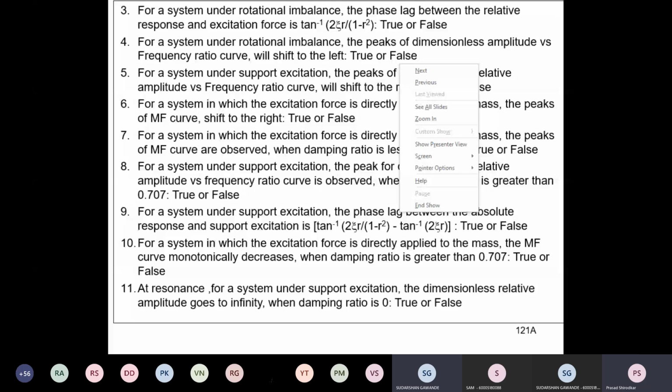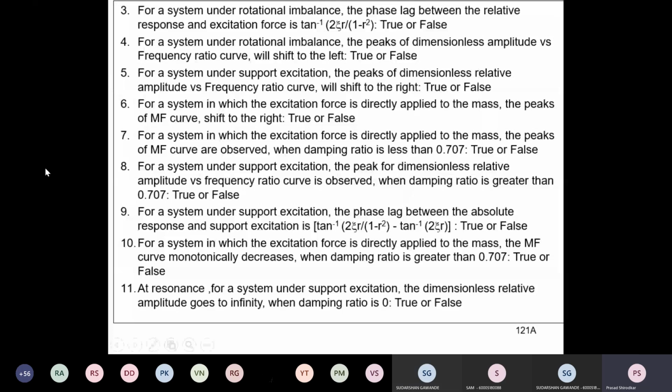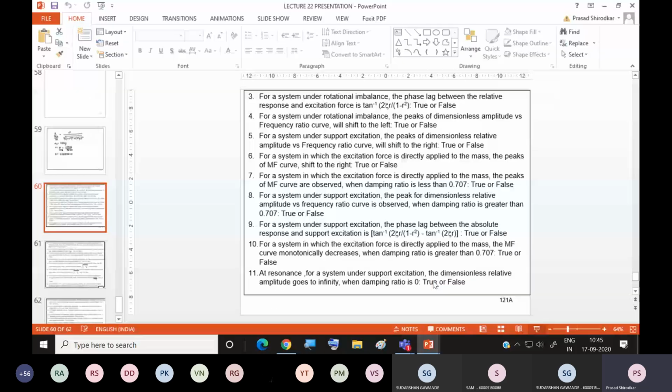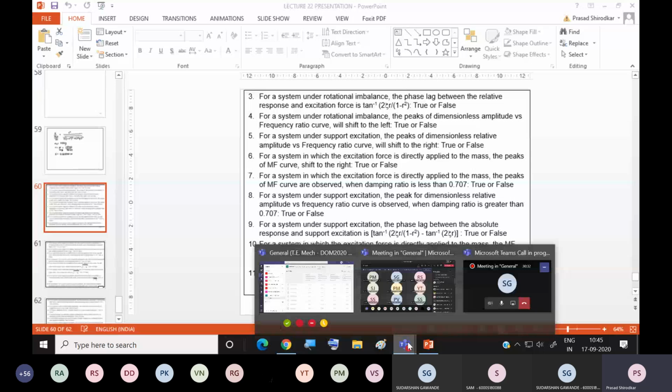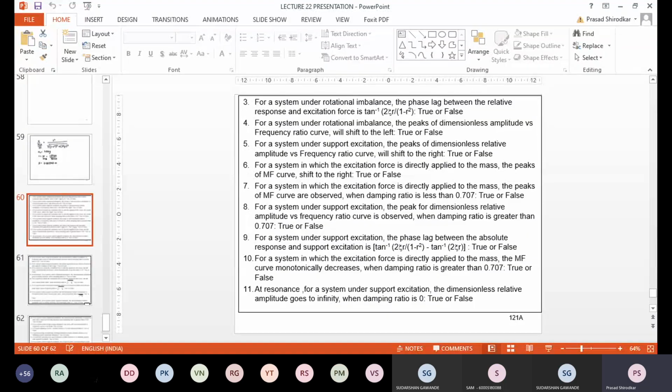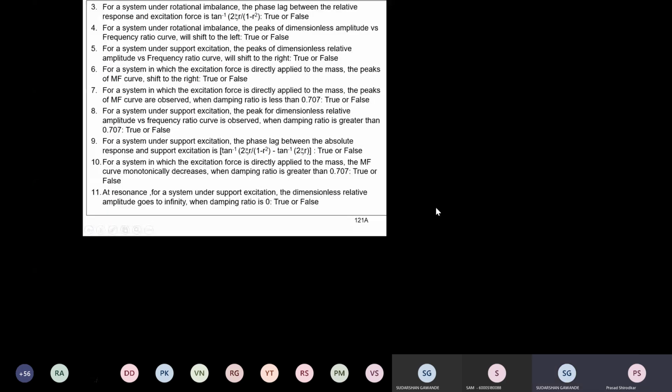Just hold on a minute. It will be visible. Just refresh your screen. Just a minute. Are you able to see now? Sudarshan, yes, yes. Everybody is able to see? Okay, you can start with the quiz.